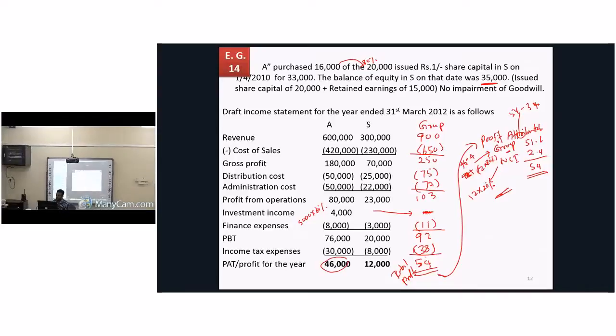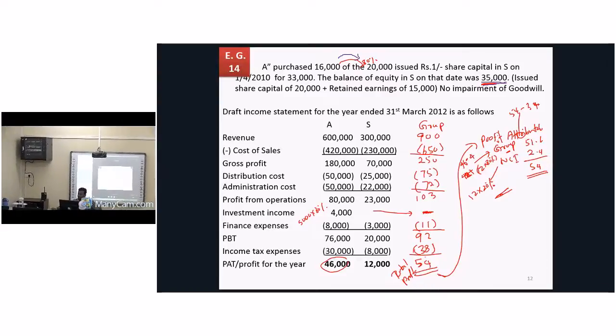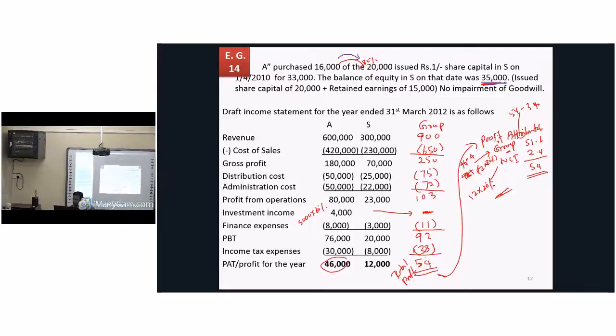The first point you need to learn is the acquisition percentage. It's 80%. That is the first point you need to draw. The balance of equity in S on that date was 35,000: issued share capital of 20,000 plus retained earnings of 15,000 at the date of acquisition. No impairment of goodwill. Acquisition happened in 2010, but now we are in 2013.